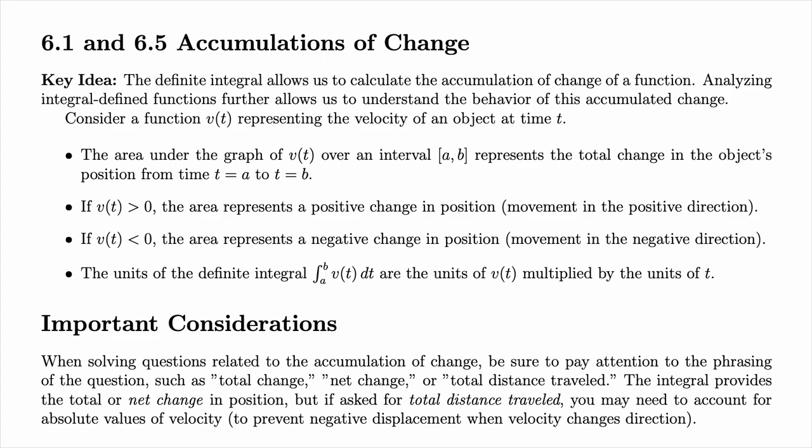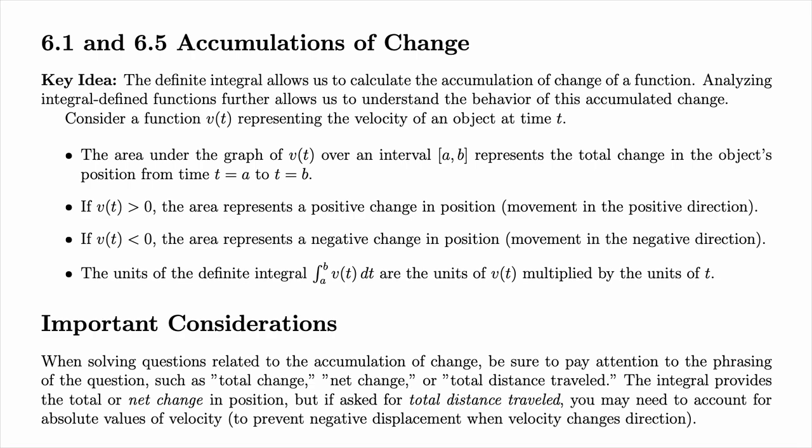Okay, so the first key idea that you need to know for Unit 6 is the idea of accumulation of change, which helps us calculate the total change in a function. It's really the key idea for interpreting how to relate concepts like velocity and position. Let's say we have v of t, which represents velocity. The area under the curve is going to represent the total change in position.